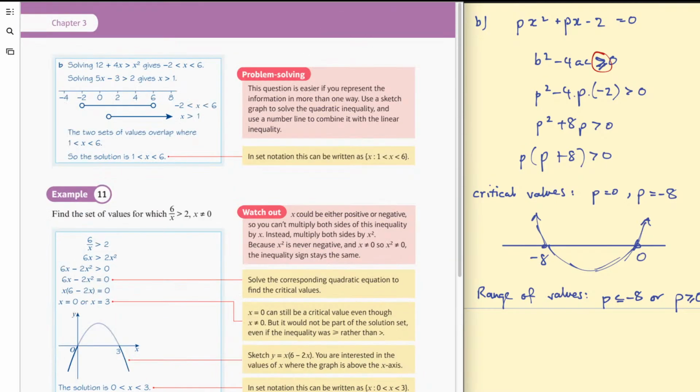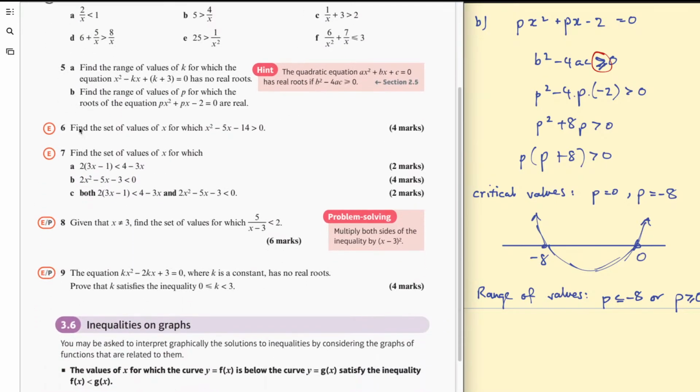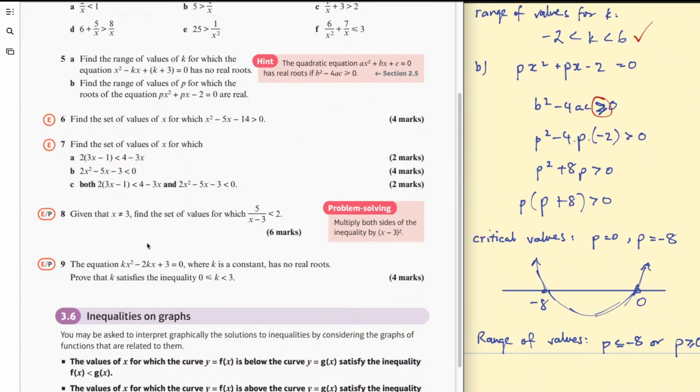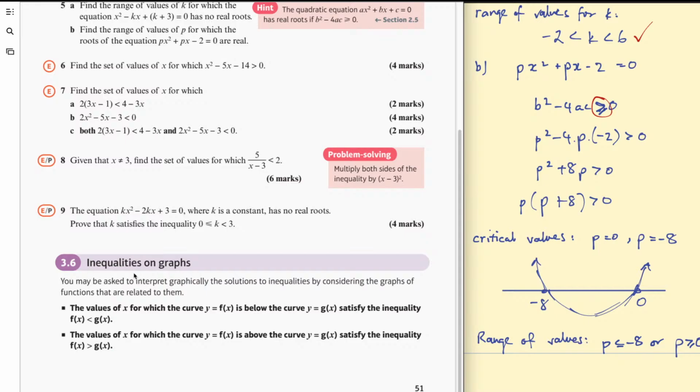Okie dokie. Might have to finish those off next time. And then, so tomorrow we'll be moving on to inequalities on graphs and finishing off chapter 3.